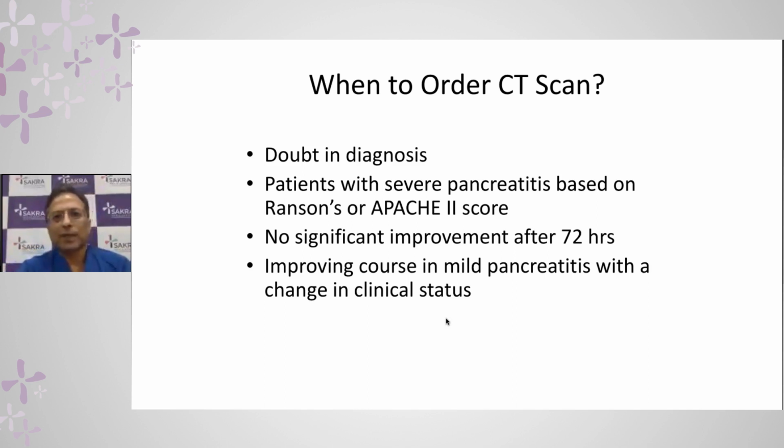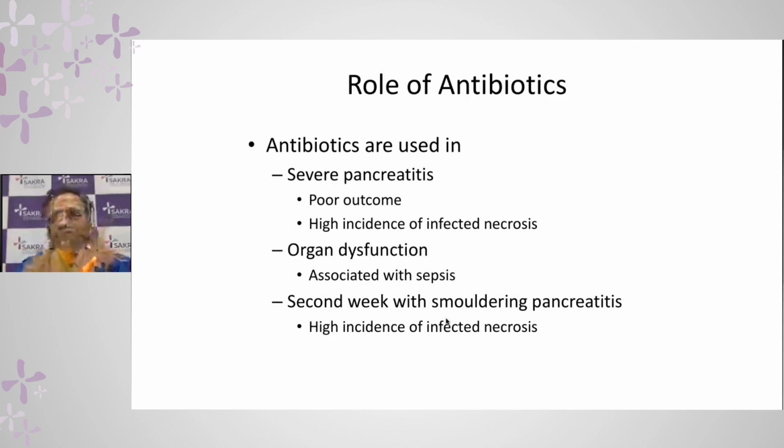Okay. The second important problem is antibiotics. When to use? Again, indiscriminate. The moment diagnosis of acute pancreatitis is made, we use antibiotics. Antibiotics should only be used in severe pancreatitis where the incidence of infected pancreatic necrosis is high. So if you diagnose by various criteria severe pancreatitis, they merit antibiotics. If there is organ dysfunction with sepsis, they merit antibiotics. And pancreatitis in second week where the incidence of infection and infected necrosis is high, they merit antibiotics.